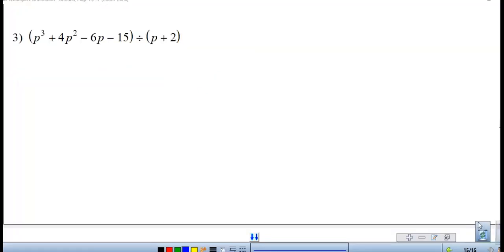Now I want to show you an example where we will have a remainder, and we are going to write our answer as the quotient plus the remainder over the divisor.